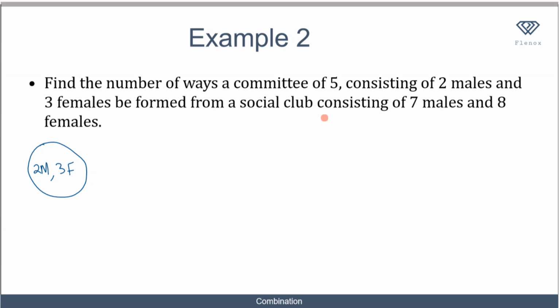From a social club, and in the club where I select them from, there are 7 males and 8 females. So in how many ways can I select them? As you can see, I'm just interested in selecting 2 males out of the 7 males, and I'm interested in selecting 3 females out of the 8 females. So you can see that the order does not really matter in this case. Either I select man 1 first and man 2 second, or man 2 first and man 1 second, it does not really matter. So this is a classic combination problem.